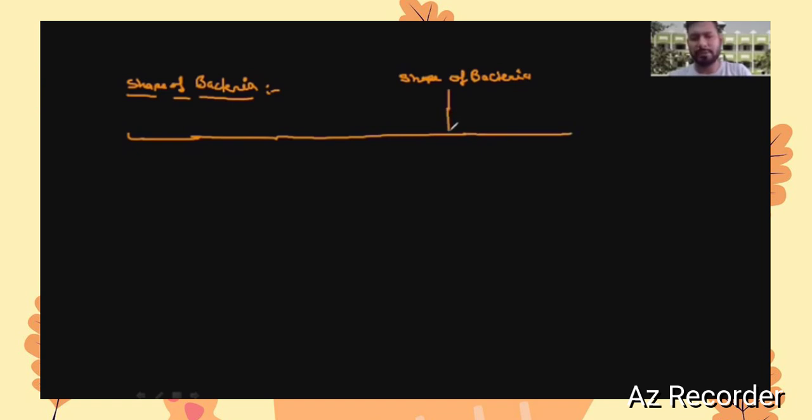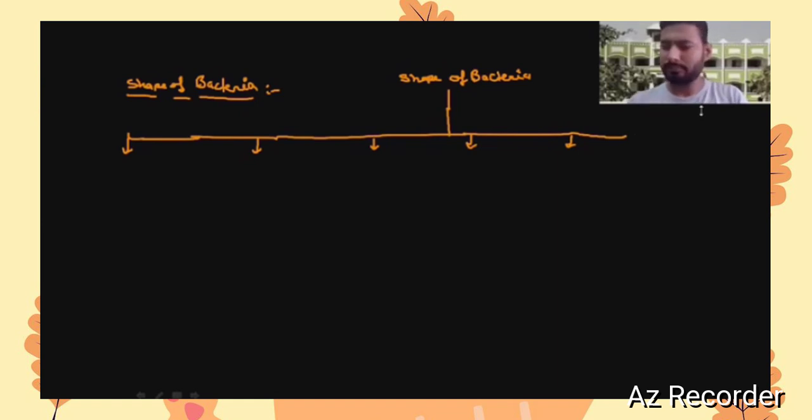So here you can see. Number one, number 2, and 3, 4, 5, and one more. That is the 6. Okay. So in this way they have the different shapes. You can see they have the different shapes of the bacteria. Okay. So look at it. Again here I'm going to draw.